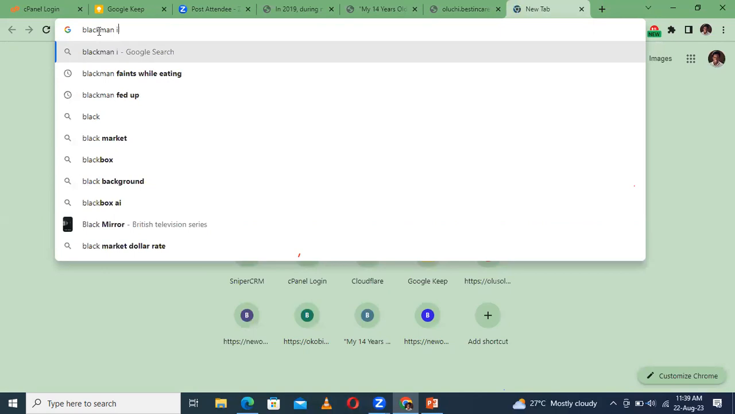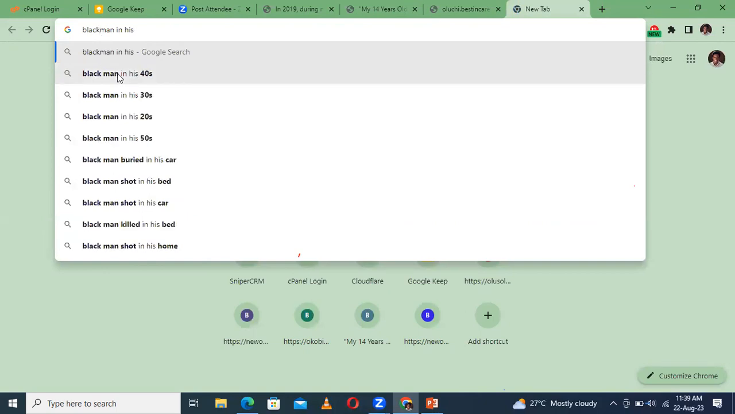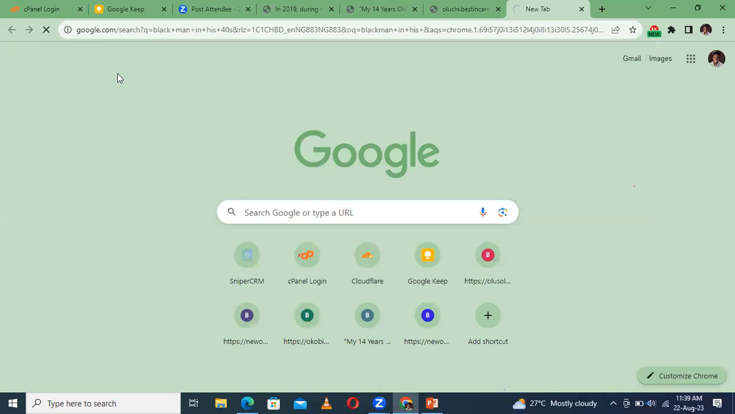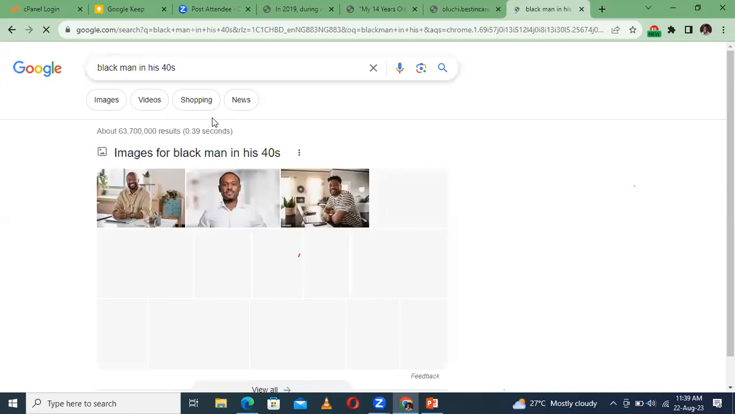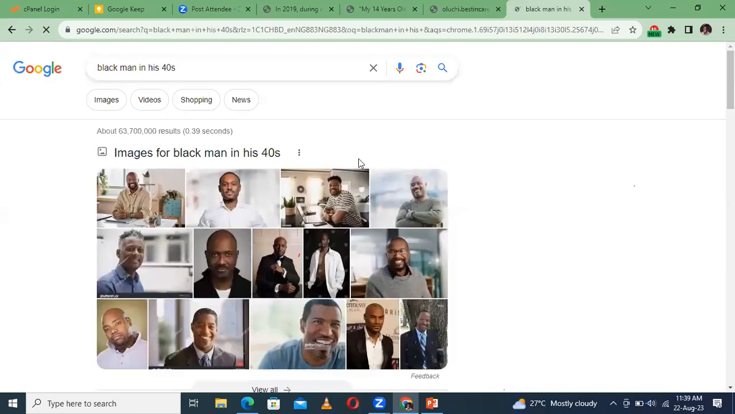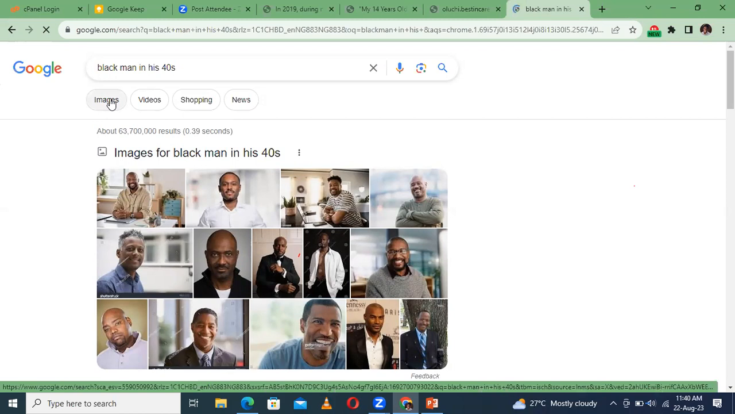Black man in his 40s. So you see free images. You already know these ones are free images. They even labelled it themselves. You already know these ones are free images, so you can just go ahead and download them. Most of all these high definition images are always free. You get? Okay, so you go to images.